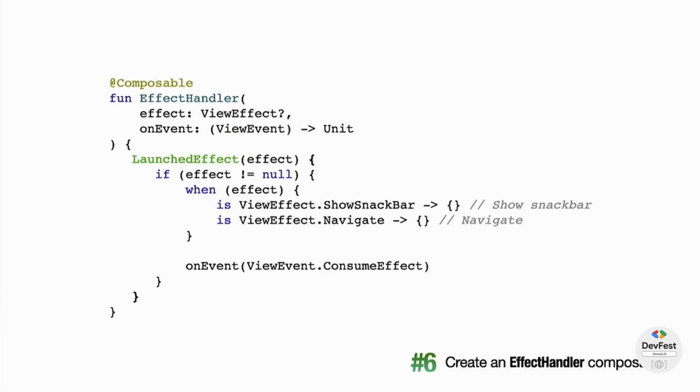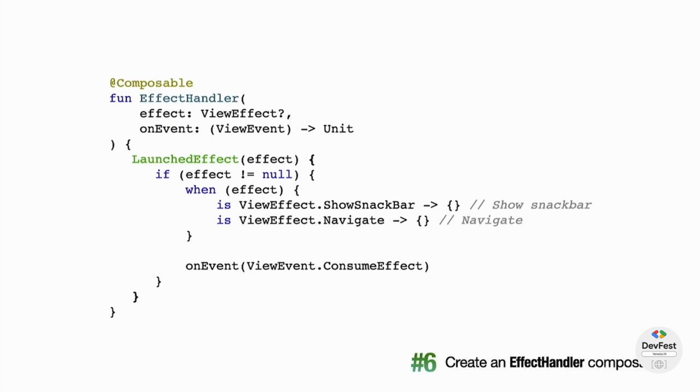And then we can build our effect handler. So I can receive the effect, right? It's nullable, and the onEvent, in case I need to send another event right here, like the consume effect. So I check that the effect is not null, right? If it's null, I don't want to do anything. And using a when, since this is also a sealed interface, I can use when and just do what I need to do, right? If I add a new item to the view effect, it will automatically make my code fail, because I need to implement the other branch here.